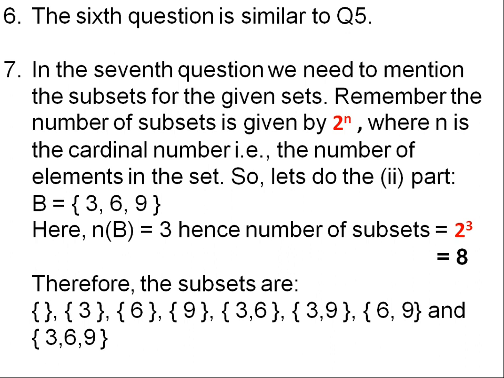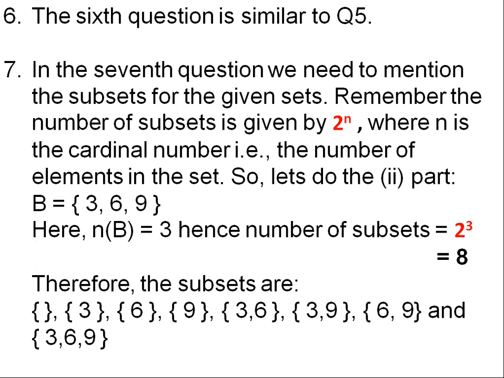Question number 6 is again similar to question number 5. You should be able to attempt it. Moving on to question number 7. In the seventh question, we need to mention the subsets for the given sets. Remember, the number of subsets is given by 2 to the power n, where n is the cardinal number of the given set, that is, the number of elements present in the set.